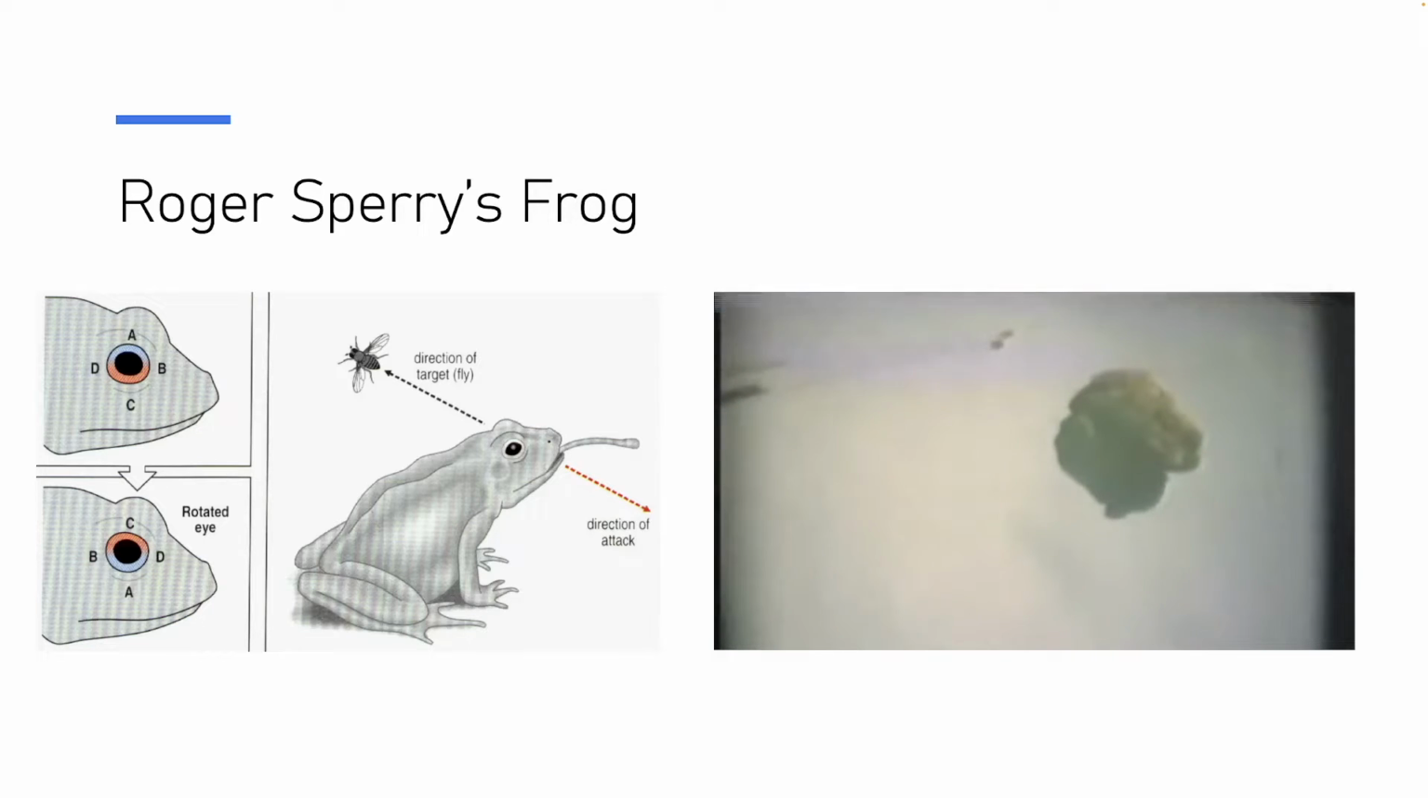But for the frog that has undergone the eye rotation, you'll see upon presentation of the fly, the frog always moves the opposite direction to the fly. Now, this presents a question. How does the axon know how to wire the said retinotopic map?